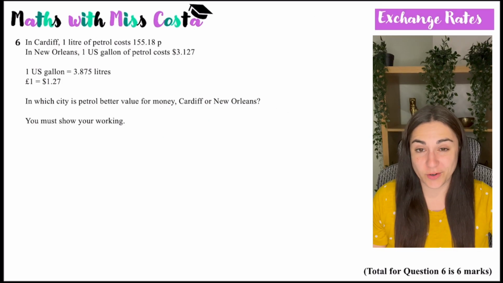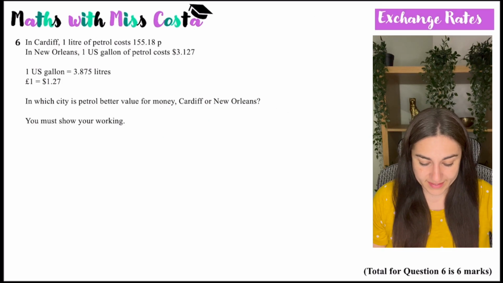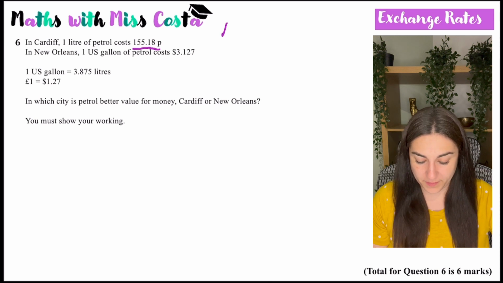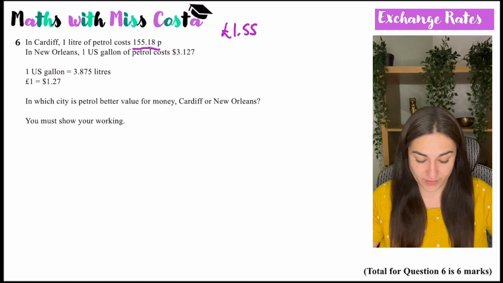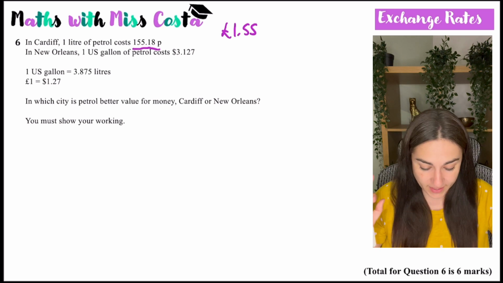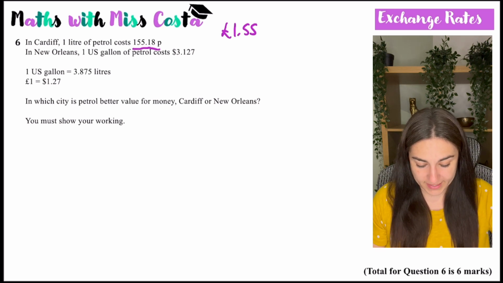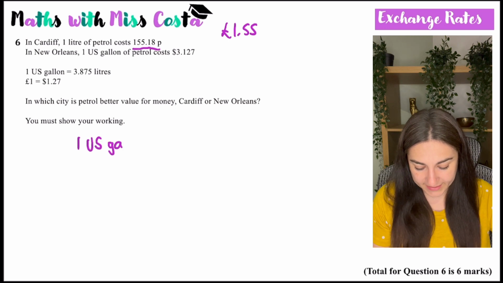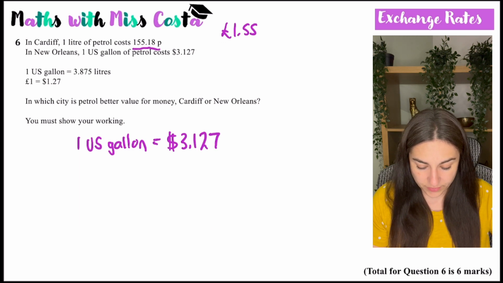So here I've got an exchange rate question. I'm told that in Cardiff, 1 litre of petrol costs 155.18 pence, so £1.55. And in New Orleans, 1 US gallon of petrol costs $3.12. So I'm going to need to either convert my gallons into litres or my litres into gallons, and my pounds into dollars or my dollars into pounds. So I am going to probably stick to gallons. So I know that 1 US gallon is $3.127.